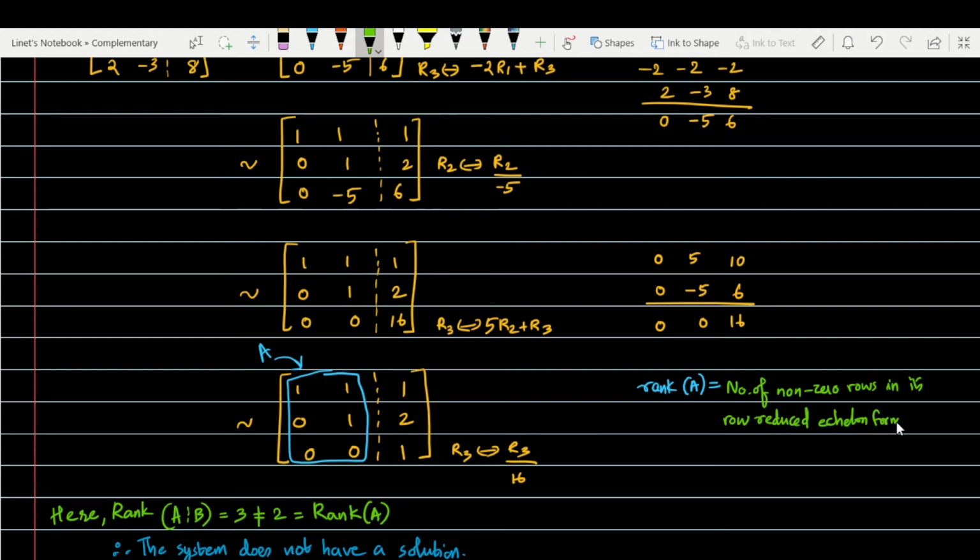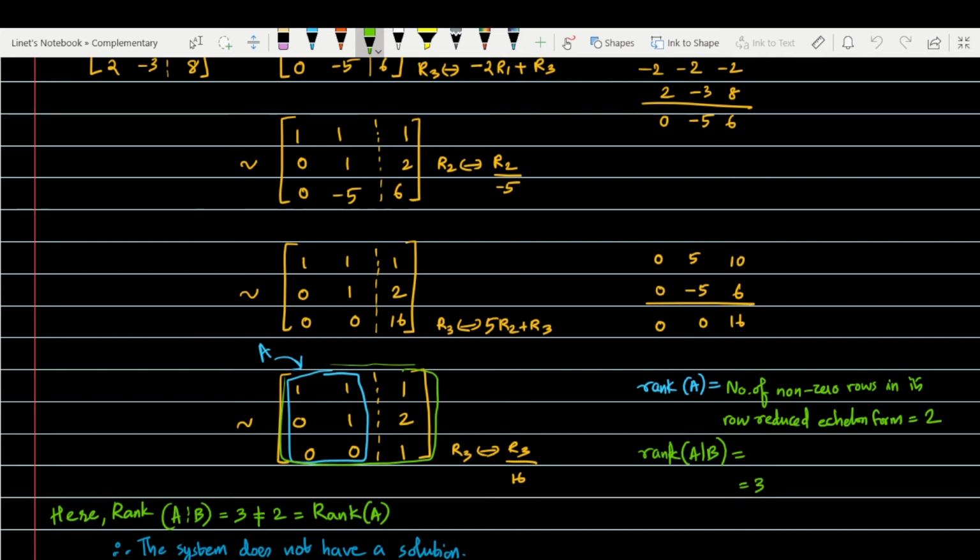Okay. Now if you think about the augmented matrix, it is the whole of it, right? How many non-zero rows does it have? The rank of the augmented matrix AB is equal to the number of non-zero rows in the row reduced echelon form, which is equal to 3. So here the rank of AB is equal to 3, which is not equal to 2, which is the rank of A. That means this system does not have a solution.